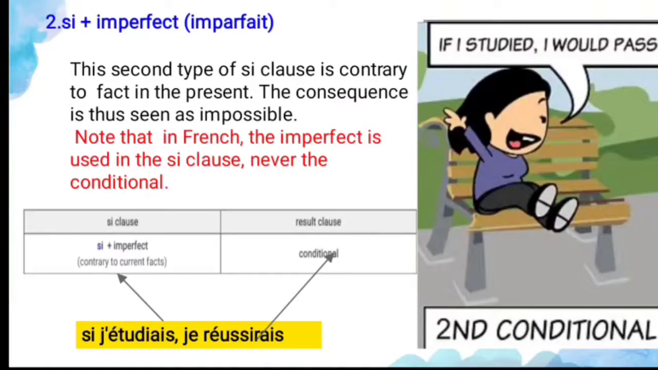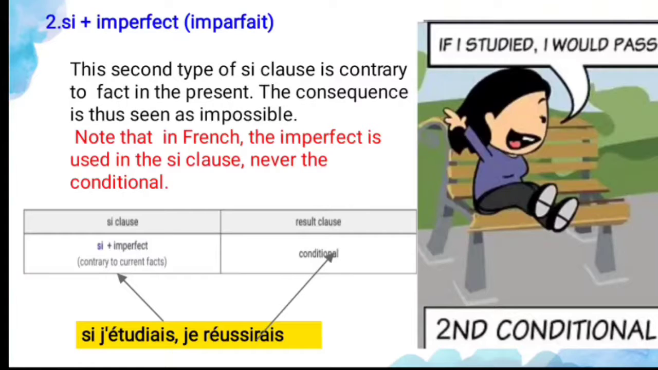And move to the second conditional. What is the second conditional? Si plus imperfect, that is imperfect. So let's see the definition. This is the second type of si class, contrary to fact in the present, and the consequence is thus seen as impossible. So it is used for the impossible action only.